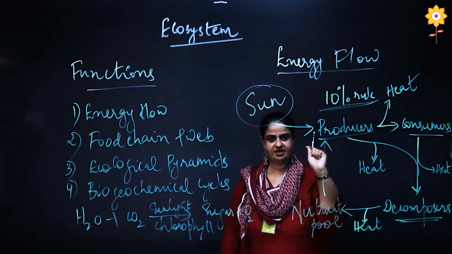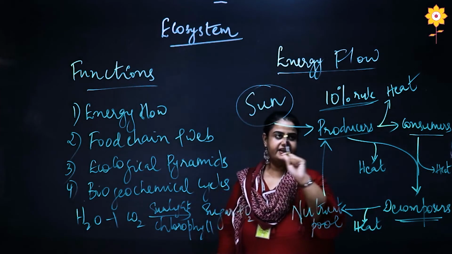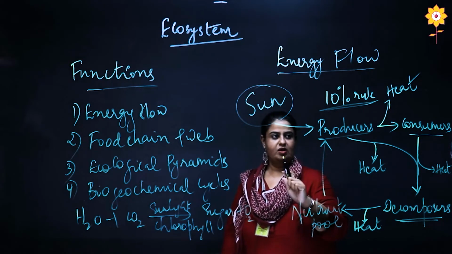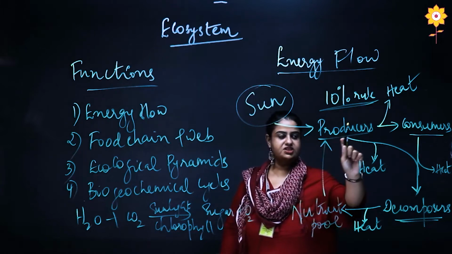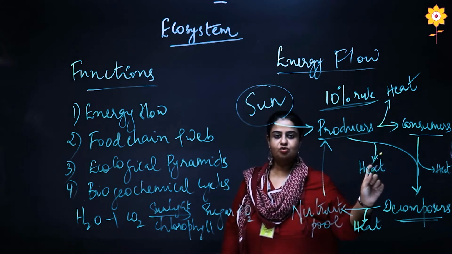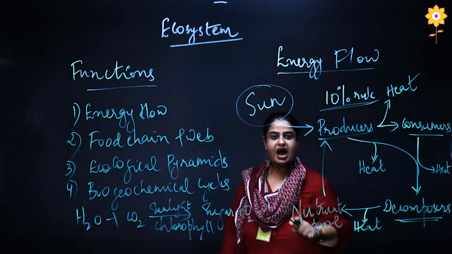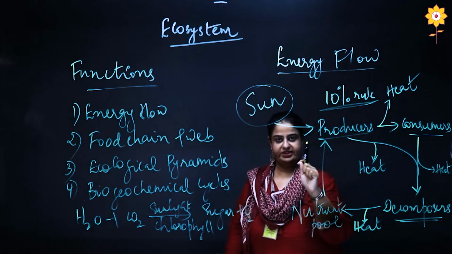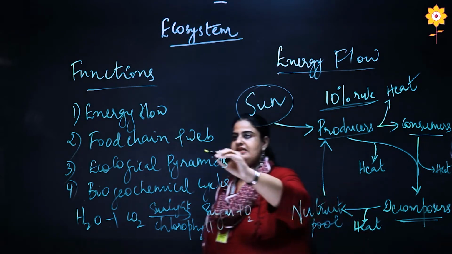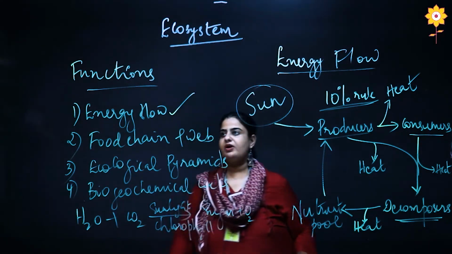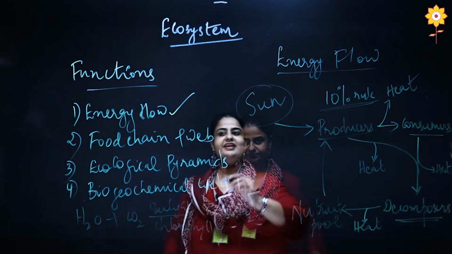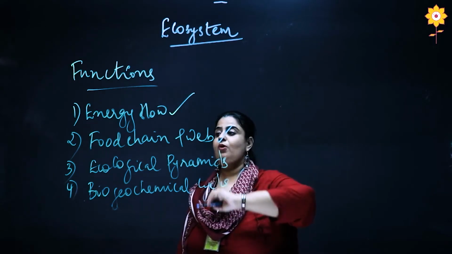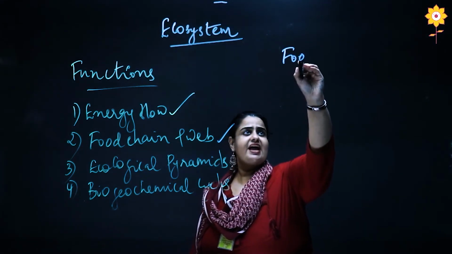I hope this concept is very much clear to everyone, where the energy is transferred from one organism to the other. That is sun moving to the producers, producers moving to the consumers, consumers to the decomposers, and finally back into the soil as nutrient pool, which is again reabsorbed by the plants for their life. So this forms one of the most important functions of ecosystem. Now, energy flow we have explained. We are going to move to the next important function, that is food chain and food web.